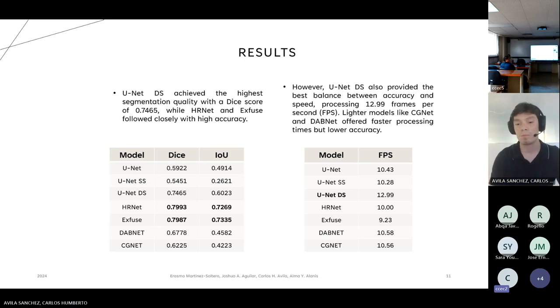And which one is the best model? Based on our results, UNET-DS was our best model because of the relation between accuracy and fast processing. Because as you can see, maybe HRNet and XFuse show a better accuracy, but in terms of processing speed, UNET-DS was better.